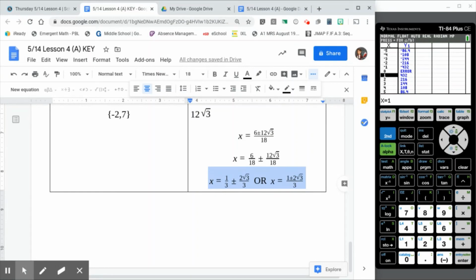And that's it for this week. We have learned all methods for solving quadratics. If you have any questions, reach out to me, and make sure you self-assess for today.